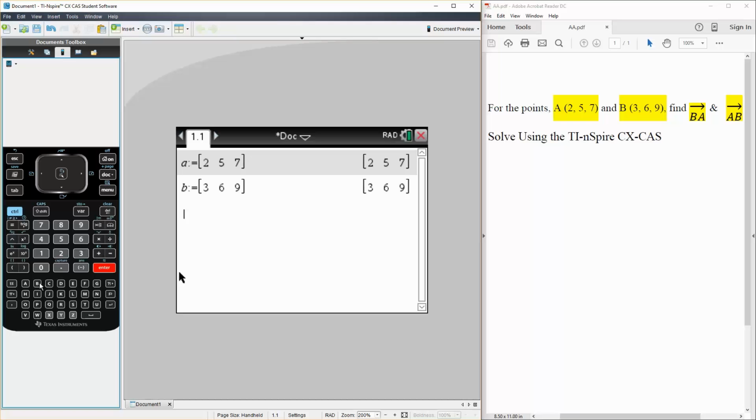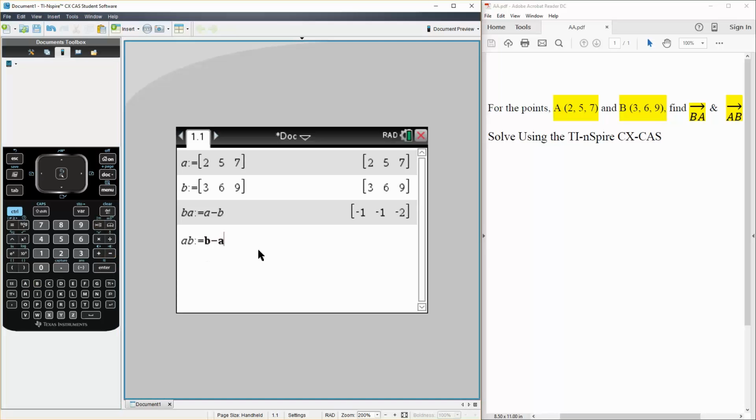So BA is equal to A minus B. So A minus B. So this is the answer for BA. And now we want to do AB. So AB is equal to B minus A. Like this, enter, and this is the answer for AB.